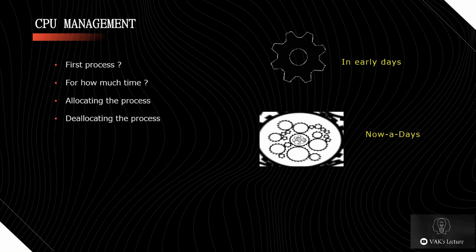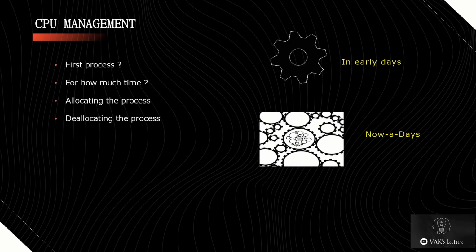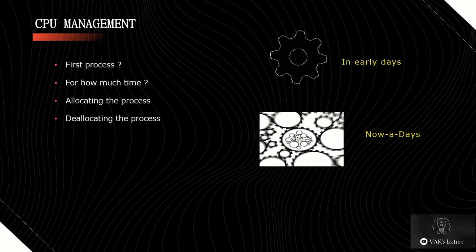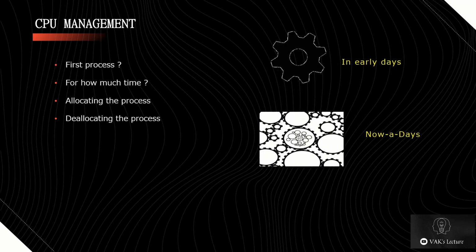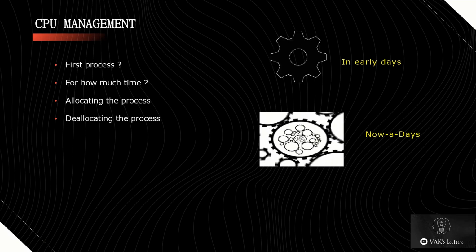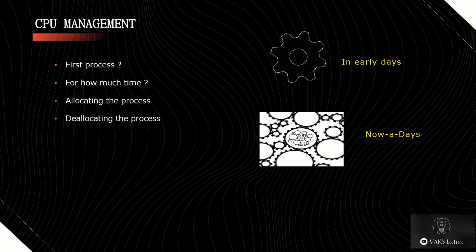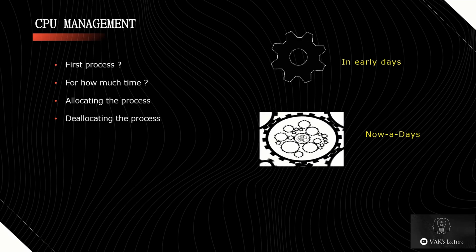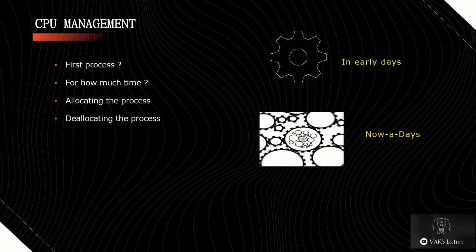Generally, a user will be working on a number of processes. So, which process will be executed first, or for how much time, and allocating a process to the processor or removing a process from the processor, etc. All these are managed by the operating system.